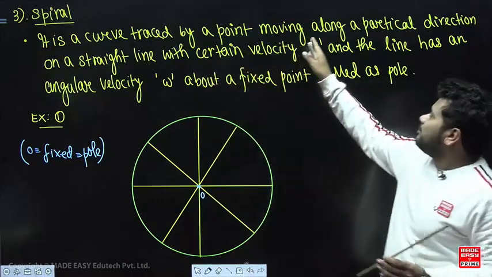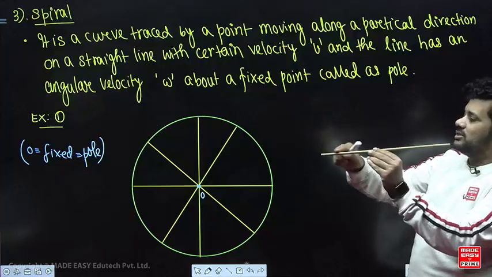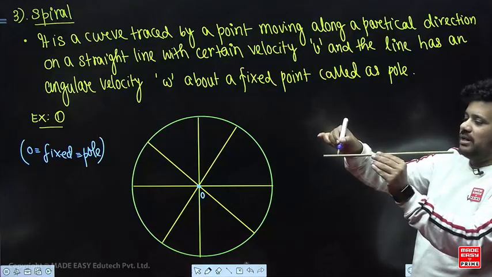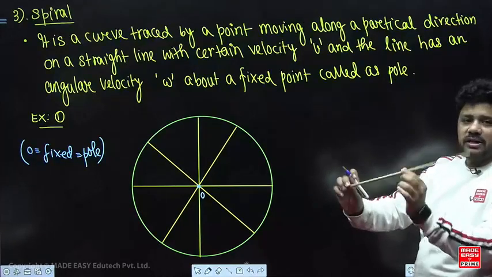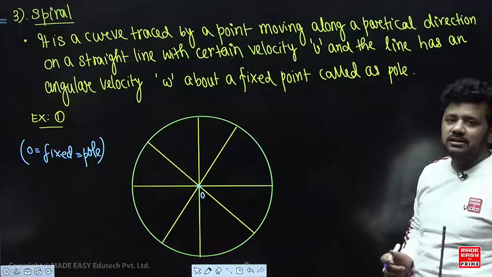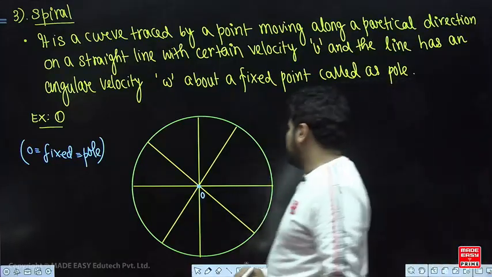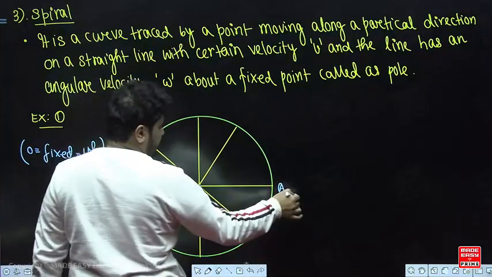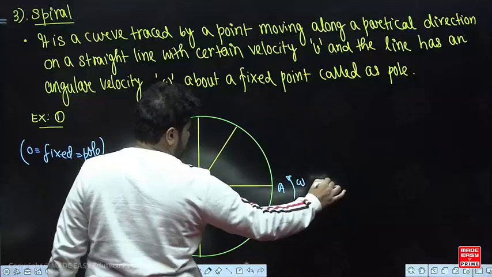It is a curve traced by a point moving along a particular direction on a straight line with certain velocity. Suppose some particle is moving along a straight line with certain velocity, and the line has some angular velocity about a fixed point called the pole. It is called a spiral. Now see one by one. Let us say this OA is a line, correct? Let us consider OA is a straight line, and this straight line has certain angular velocity. Let us say this is at t equal to 0.